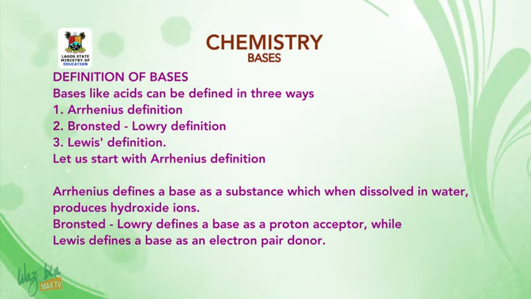Bases, like acids, can be defined in three ways. Number one, Arrhenius definition. Number two, Brønsted-Lowry definition. And number three, Lewis definition. Let us start with Arrhenius definition. Arrhenius defines a base as a substance which, when dissolved in water, produces hydroxide ions. Brønsted-Lowry defines a base as a proton acceptor, while Lewis defines a base as an electron pair donor.